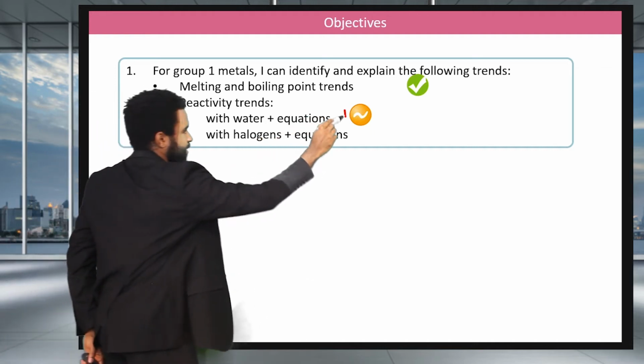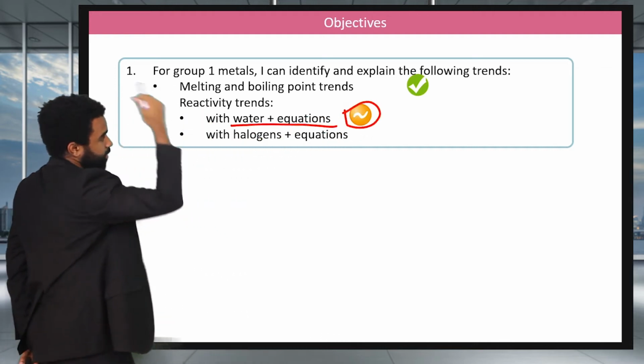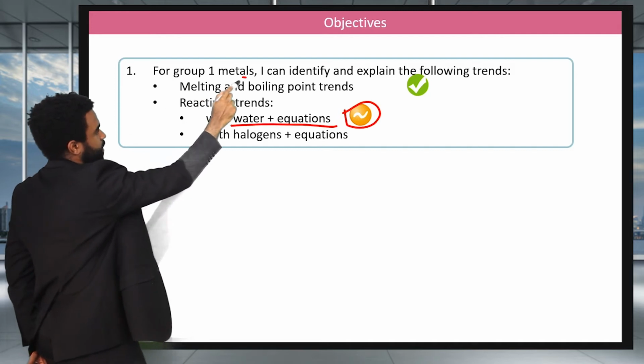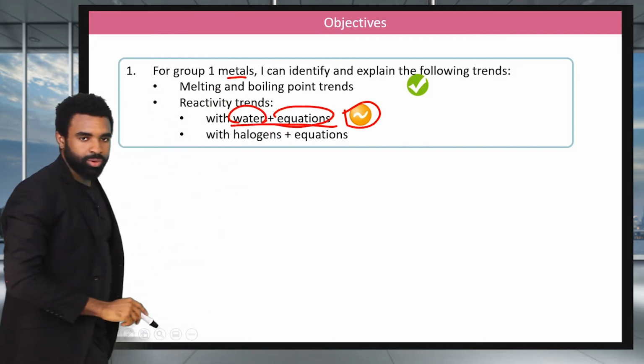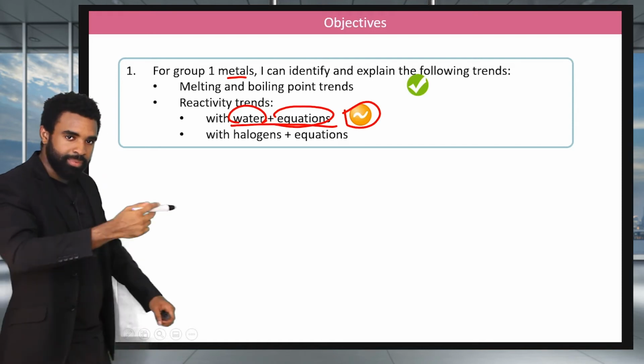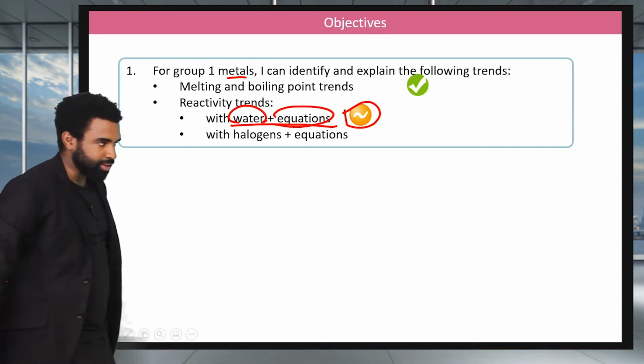So now hopefully we're able to explain the reaction between alkali metals and water. Okay, and hopefully you can write any of those equations that you were asked to write. It's the same thing for all of them. You just switch out the different metals.